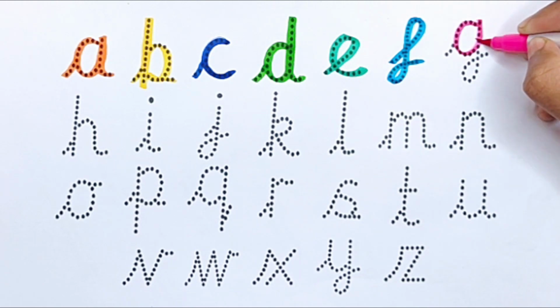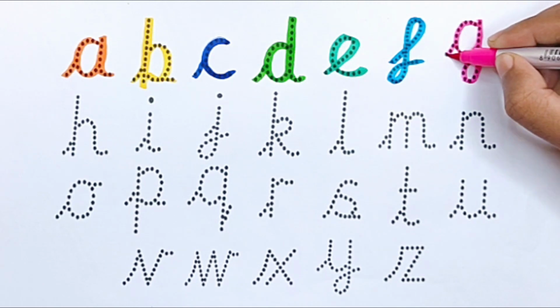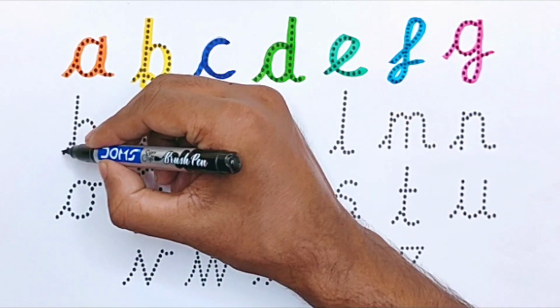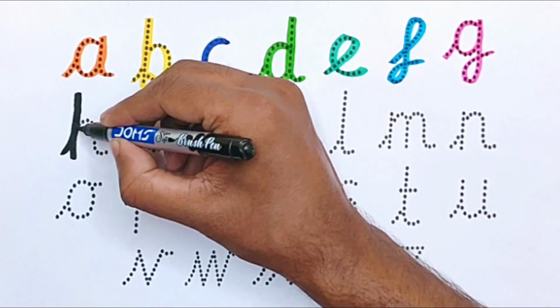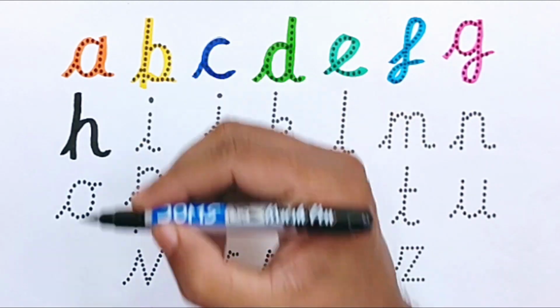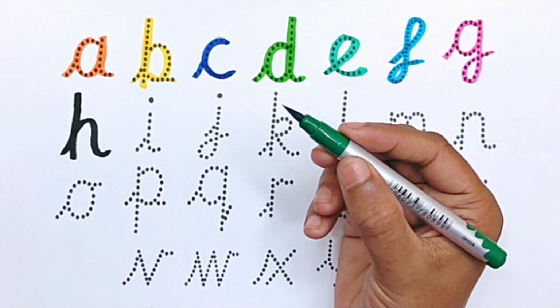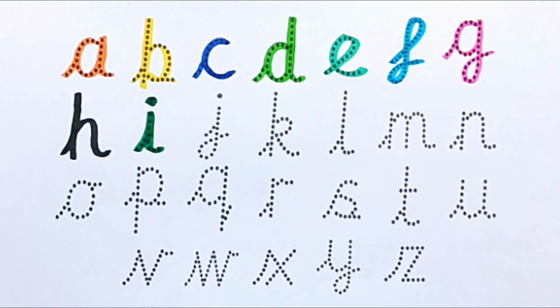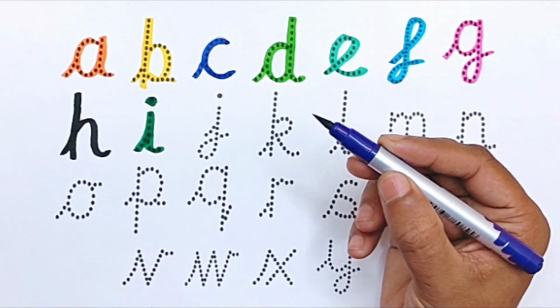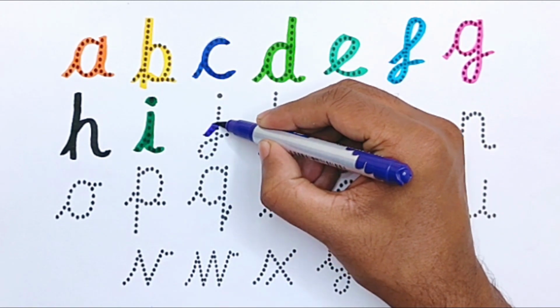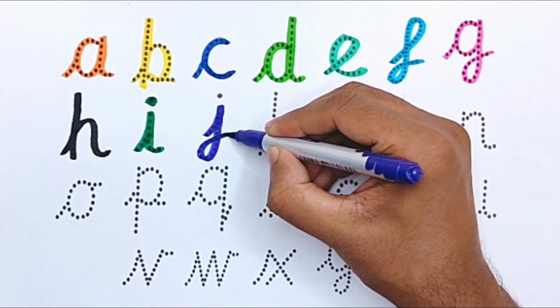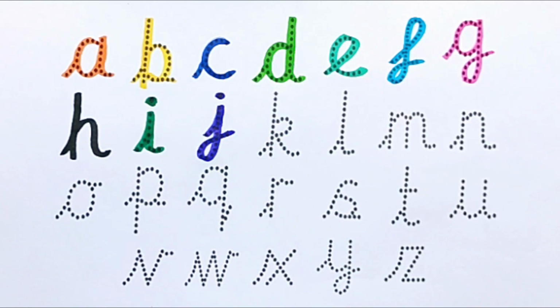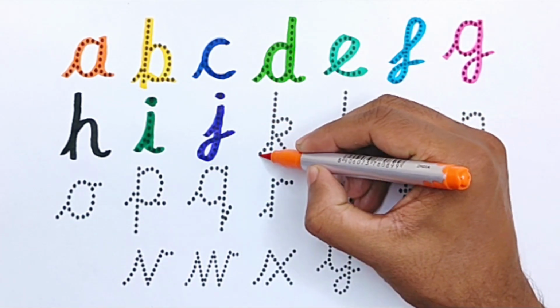G for grapes. Black color. H for hand. Green color. I for ice cream. Purple color. J for juice. Orange color.